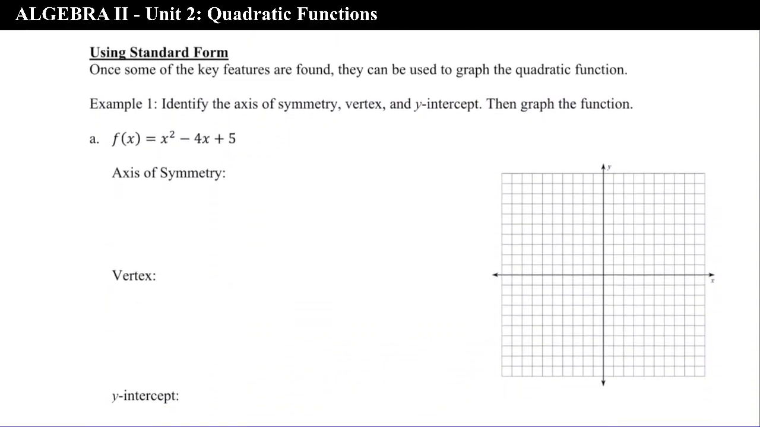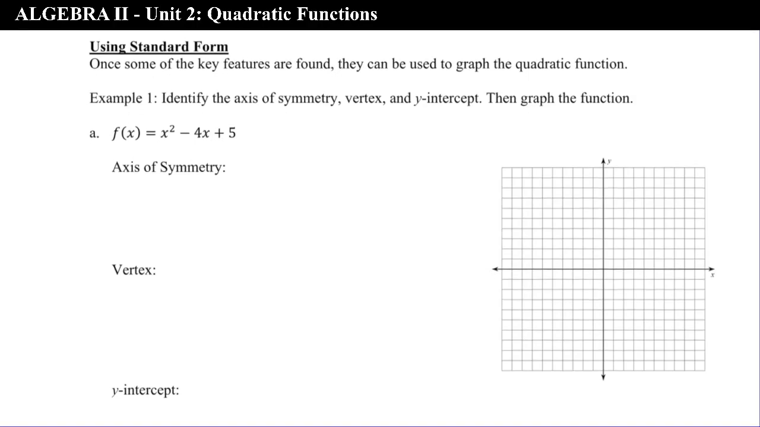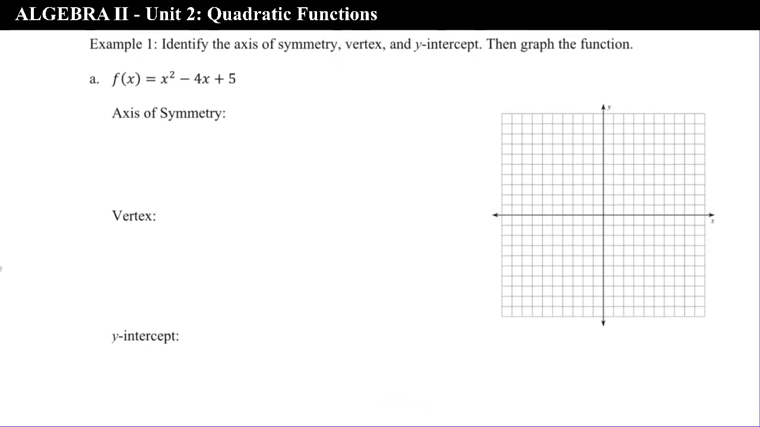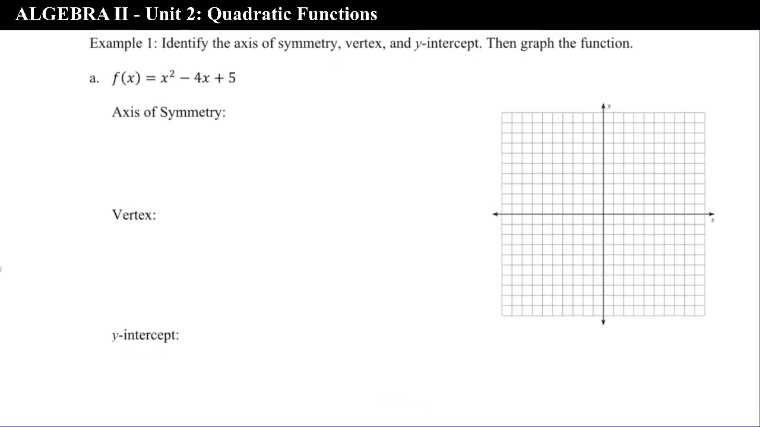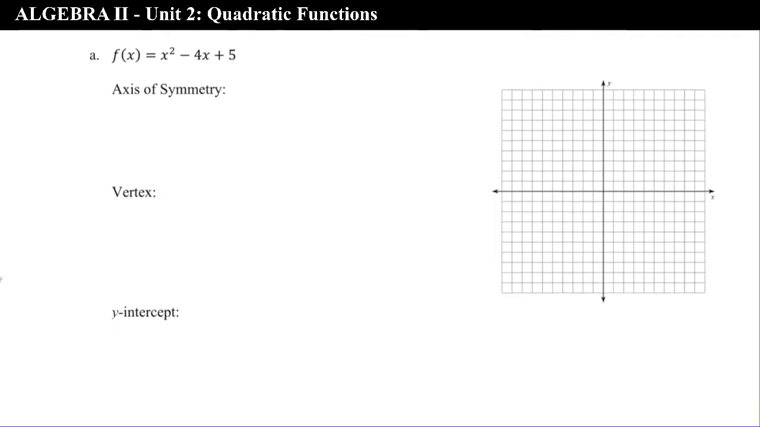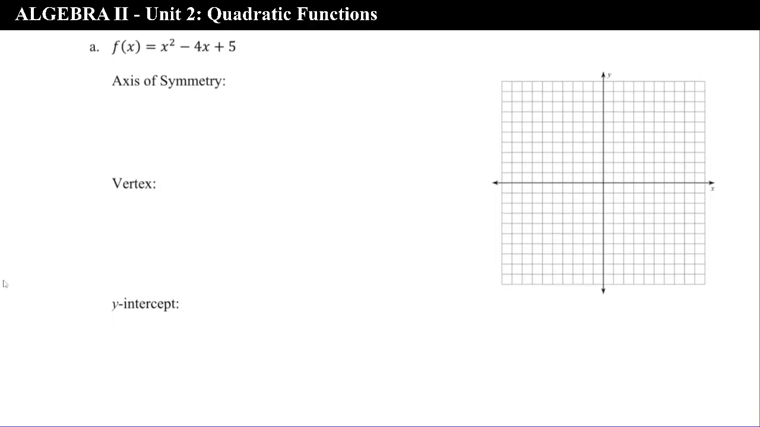Okay, now let's use standard form to do a few things. We're going to use it to identify some key features. So let's start off with this first example and identify the axis of symmetry, the vertex, and the y-intercept, and then we'll graph the function. So here we're given a quadratic equation in standard form. Our axis of symmetry can be found using x equals the opposite of b over 2a.